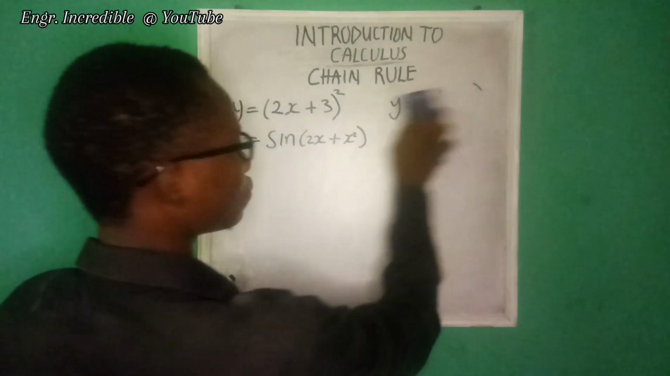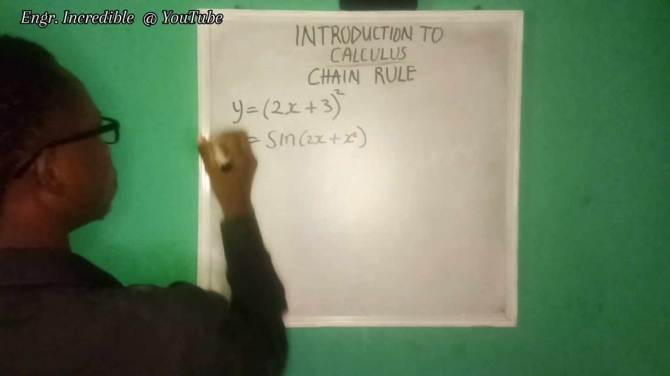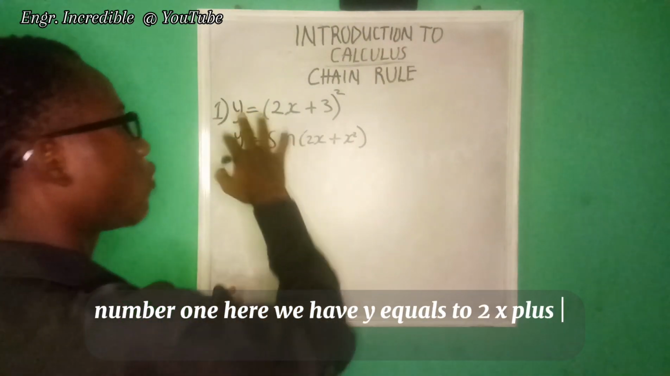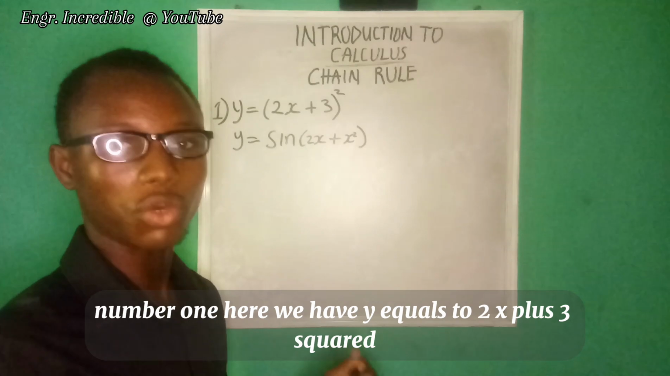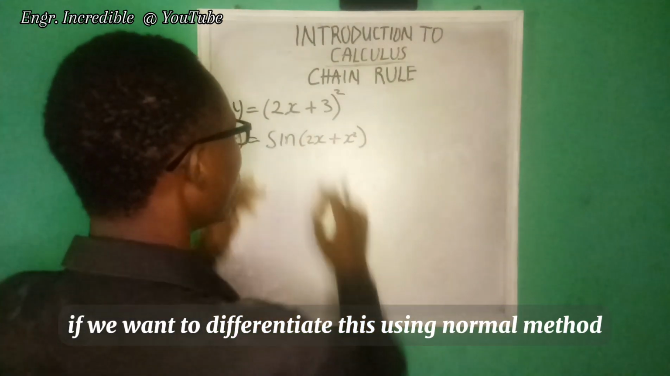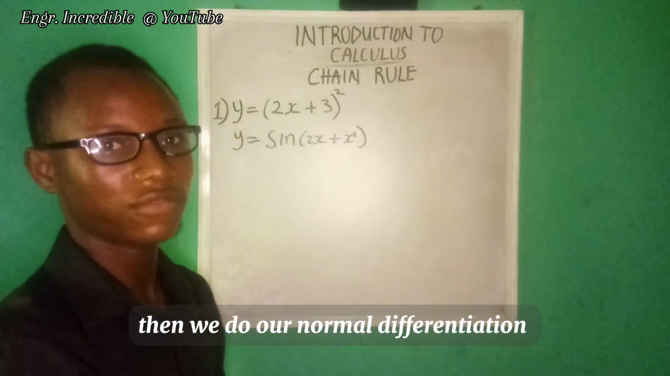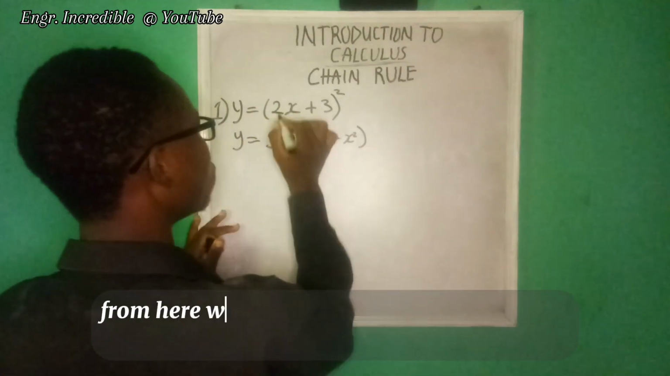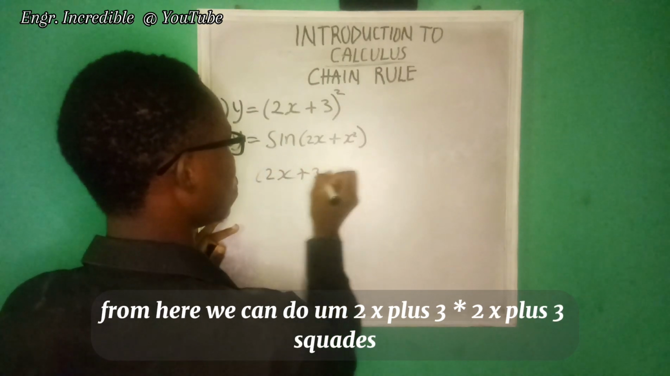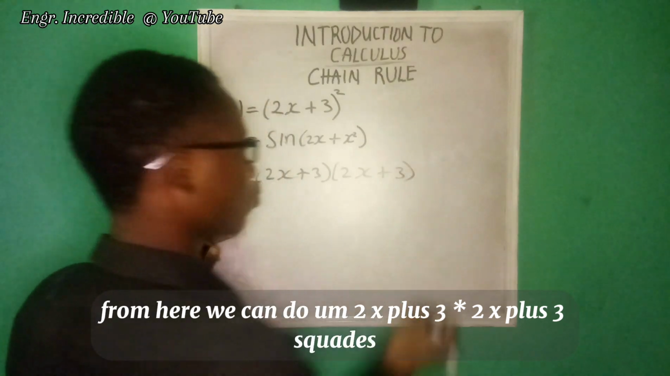So let me take number one here. Number one here, we have y is equals to (2x plus 3) squared. Now if we want to differentiate this using the normal method, we first have to expand this bracket, then we do our normal differentiation. That is, from here we can do (2x plus 3) times (2x plus 3).